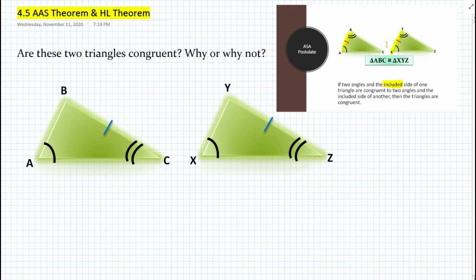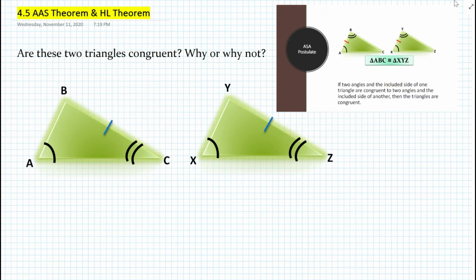But for this particular problem, that is not the case because side BC here is not included, it is not in between those two angles. And also segment YZ is not included or in between those two angles. So are these two triangles congruent? At first, it seems not. But let's think about this further.